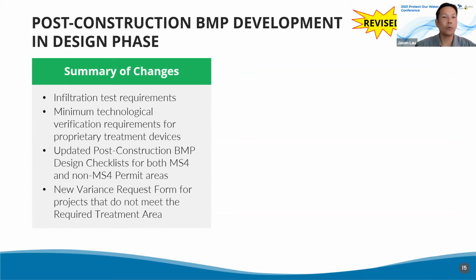And summary of changes for the design phase. So what we do, we try to make it consistent with the city and county's manual, because we know a lot of you are familiar with that. And so a lot of the terminology, we try to keep the same, to minimize confusion for designers and contractors. So we borrowed some of the infiltration test requirements from that manual. We kept it the same in terms of number of tests per square area or per linear feet. We kept those requirements the same.